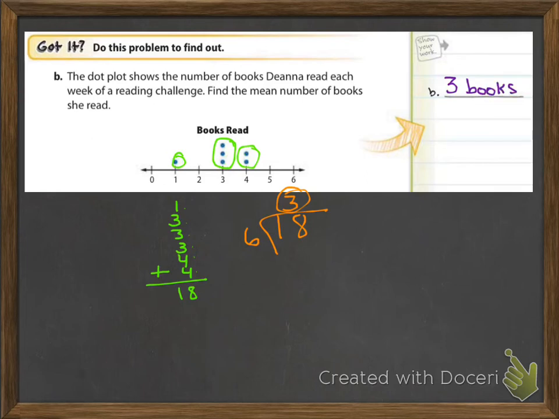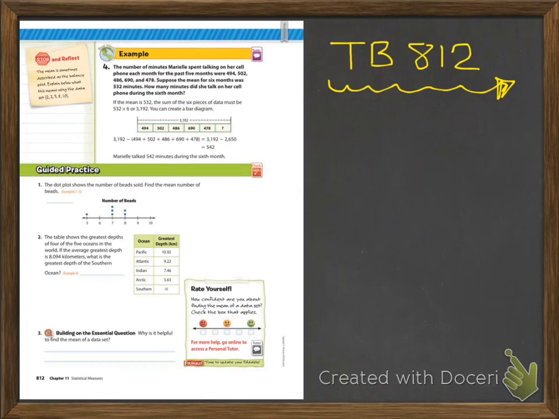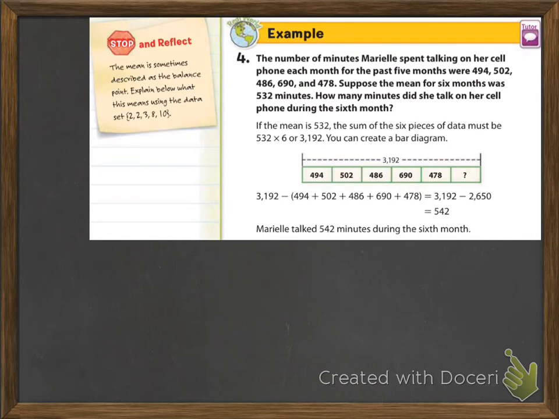You're solving to find out the mean number of books she read, so your answer should say 3 books. All right, so now we're looking at textbook page 812. It says to stop and reflect. The mean is sometimes described as the balance point. Explain below what this means using the data set 2, 2, 3, 8, and 10. So we're going to come back to that in a moment.